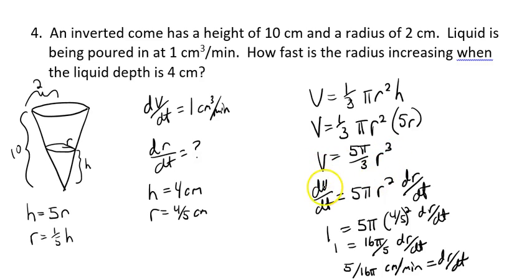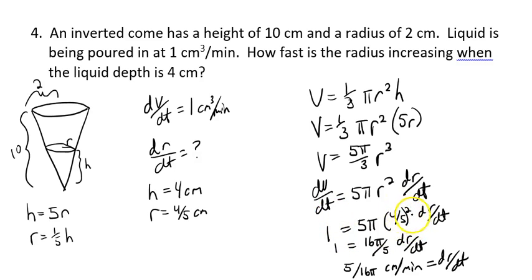The derivative of volume is dV/dt. Here I have a chain rule, so I do 3 times the 5 pi over 3, and the 3's cancel, and I just get 5 pi, and then I subtract 1 from the power and get 2. And then times it by the derivative of the inside, which is dr/dt. Then I plug in. I know dV/dt is 1, and r is 4/5.